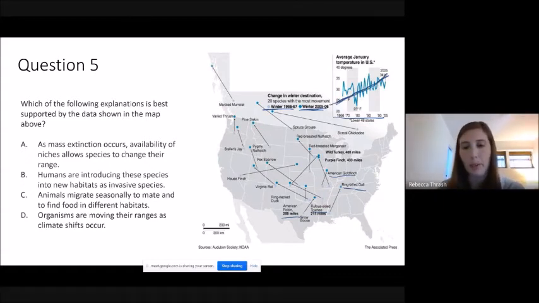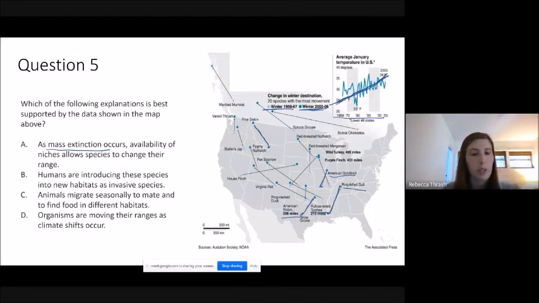So let's see what's happening with the birds. I see that this bird here is moving north, this one is also moving north, and this one is moving north. So what I'm seeing here are populations of birds that are migrating due to the disturbance of a changing climate. So let's look at the answer choices. As mass extinction occurs, availability of niches allows species to change their range. Now this is true, but there isn't any information given here that there's been a mass extinction in these new areas that the birds are traveling to.